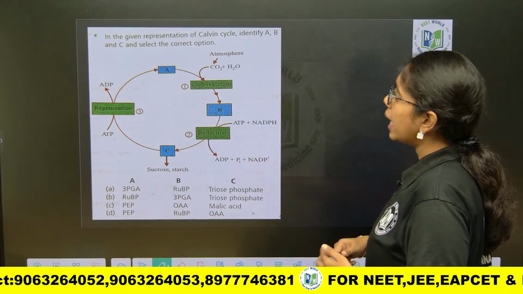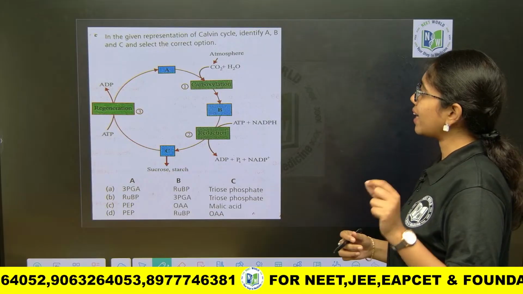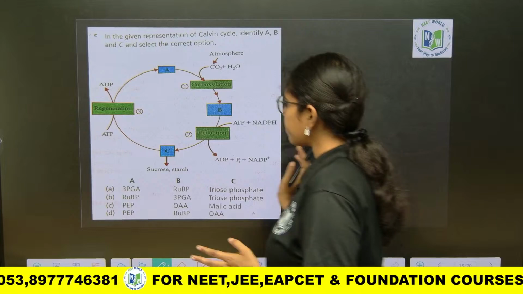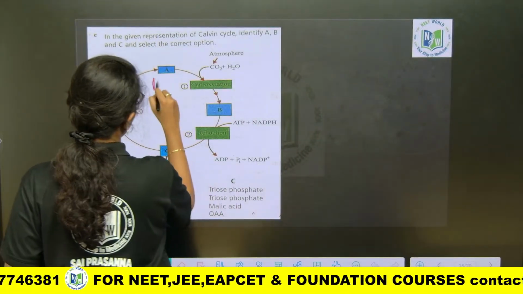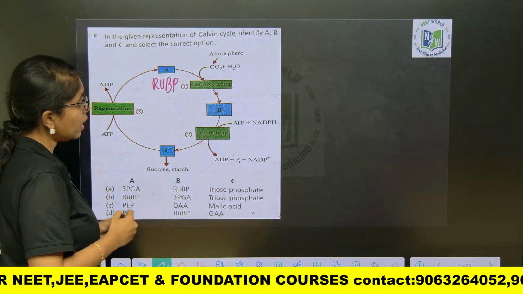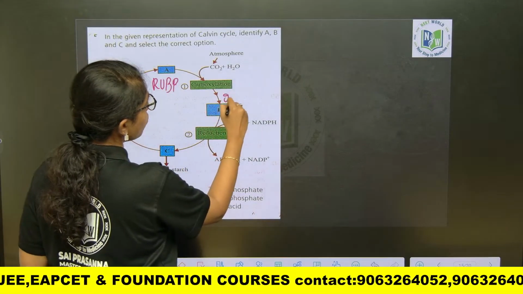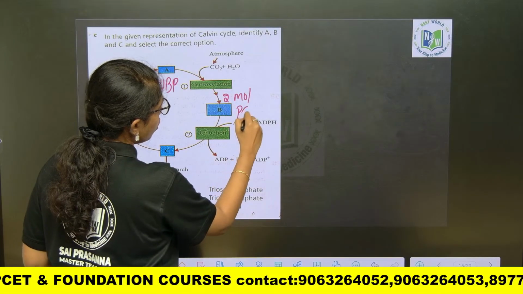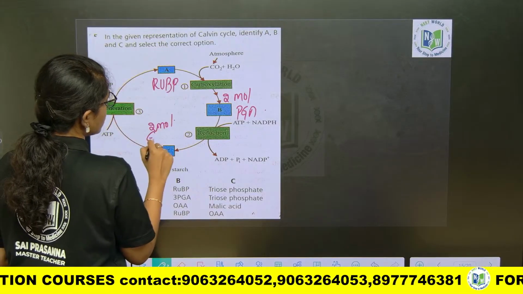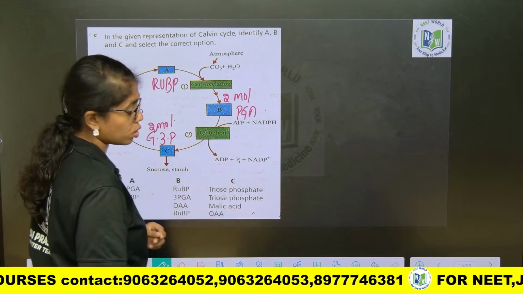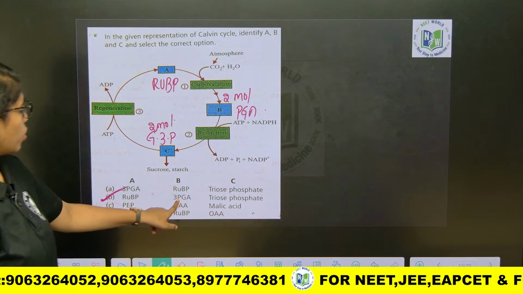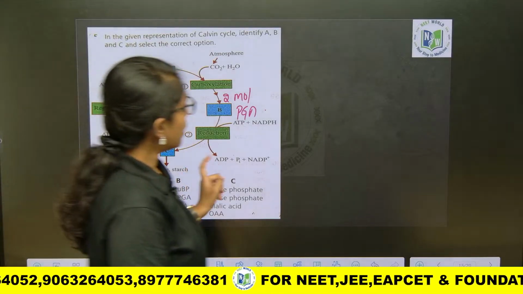This you see, in the given representation of Calvin cycle, identify A, B and C. Same type of question, where this will be what? RuBP, which is the primary carbon dioxide acceptor in C3 cycle, and this gets fixed to 2 molecules of phosphoglyceric acid, which is reduced to 2 molecules of glyceraldehyde 3-phosphate, which is also called as triose phosphate. So, here the answer will be again the same. Okay. Here it is option B. Next question.